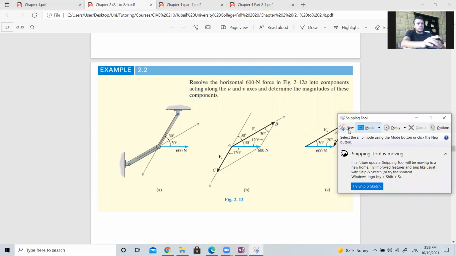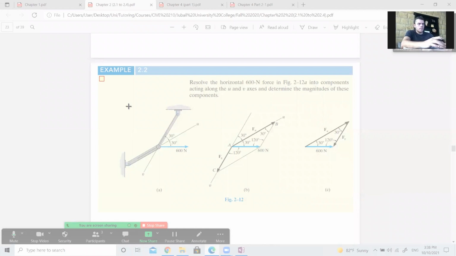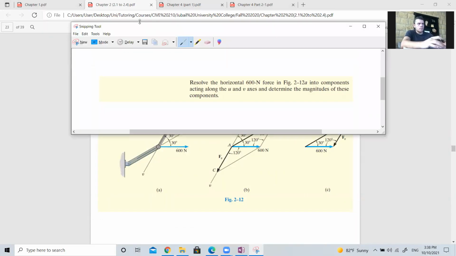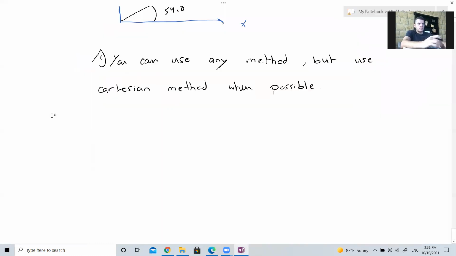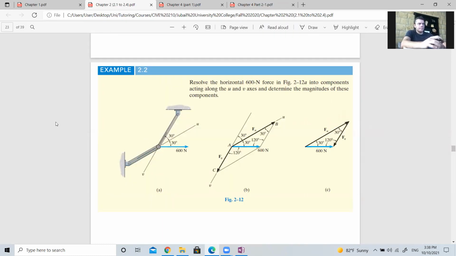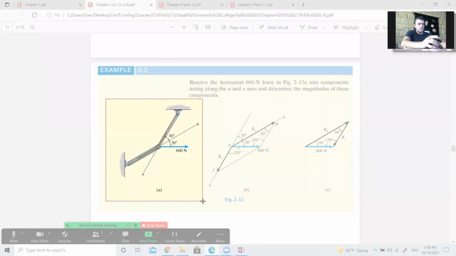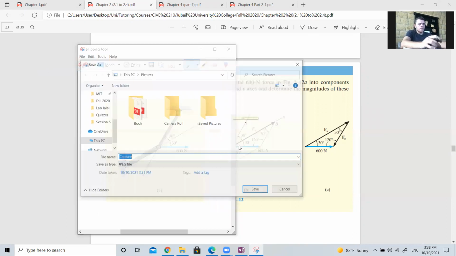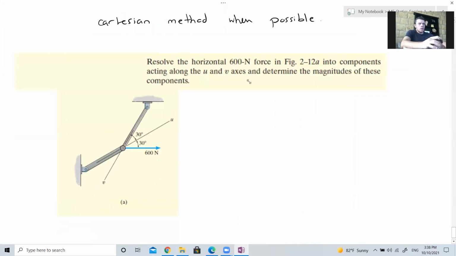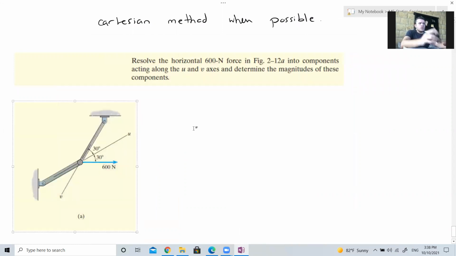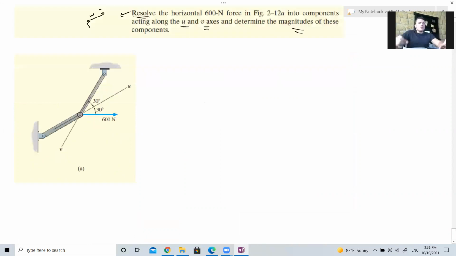Let's solve some problems. The question is to resolve, meaning divide, the horizontal force of 600 into components acting along the U and the V axes and determine the magnitudes of these components.